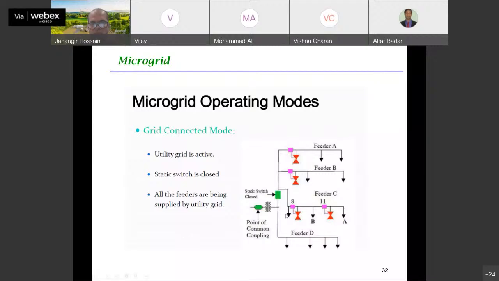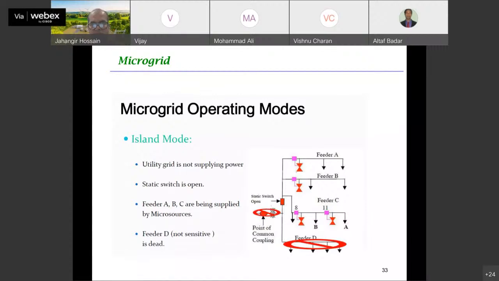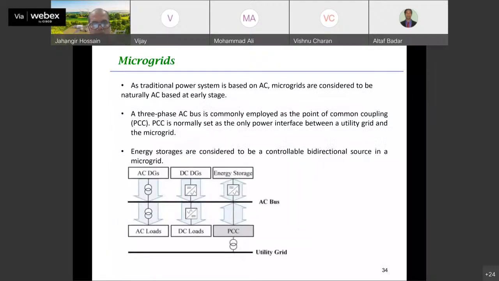In grid connected mode, all these switches are closed, and the feeders are supplied either from a local source or from the main grid. And this is islanded mode, where the main switch might be off. Then you have only the option to supply from the local sources. And sometimes, if you don't have enough, some parts might be disconnected, just to make sure that supply balances with the demand.